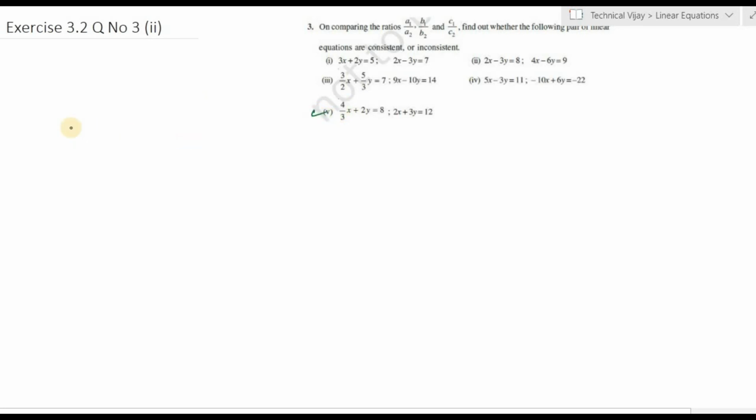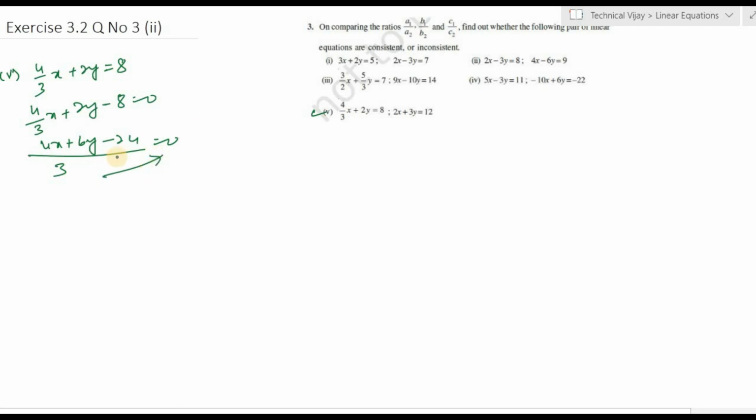So here the fifth one: 4 by 3 x plus 2y is equal to 8. First we will solve this equation. 4 divided by 3 x plus 2y minus 8 equal to 0. So LCM we will take, so this 3 will be the LCM. 4x plus 6y minus 24 equal to 0. This 3 will be multiplied with the 0, cross multiplied. This is the first equation. The second equation will be 2x plus 3y equal to 12, meaning minus 12 equal to 0.